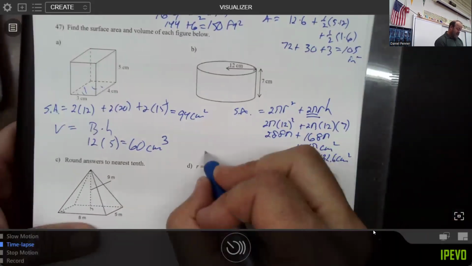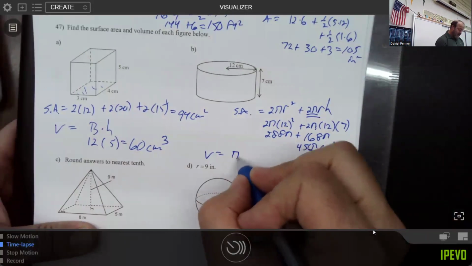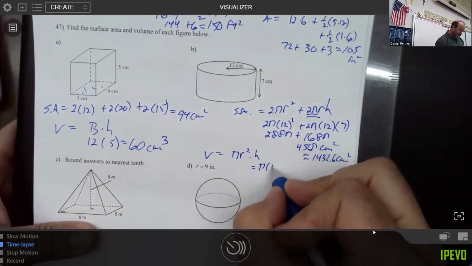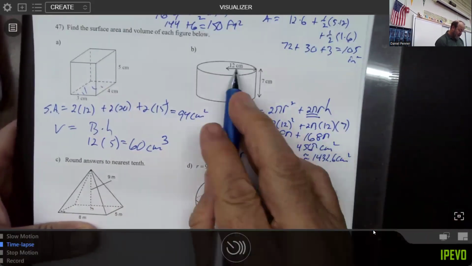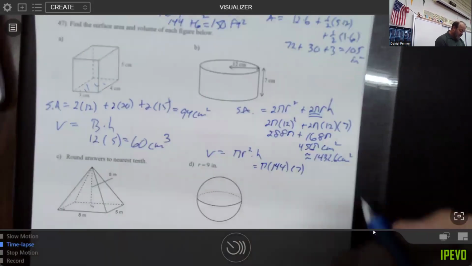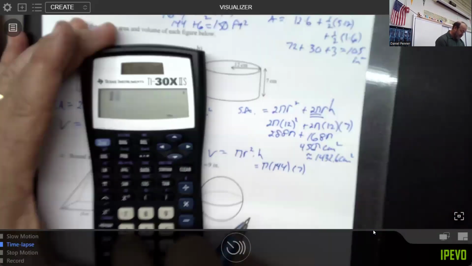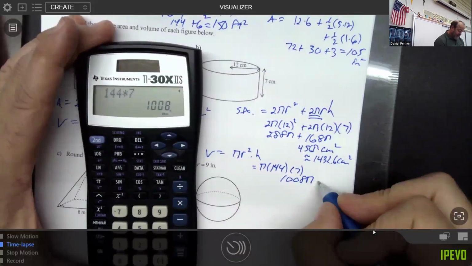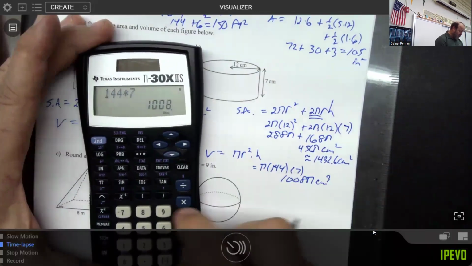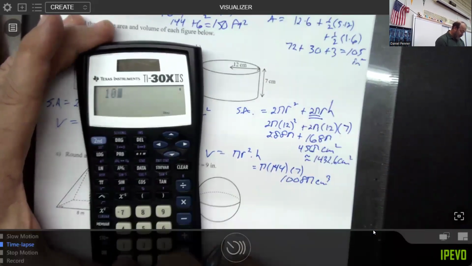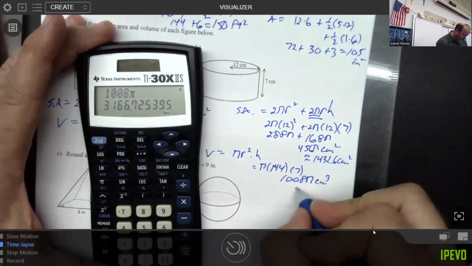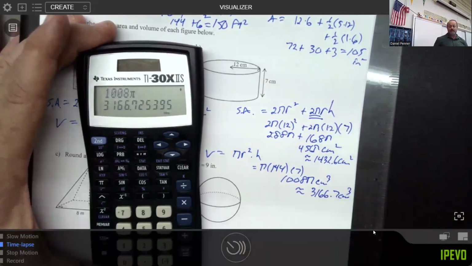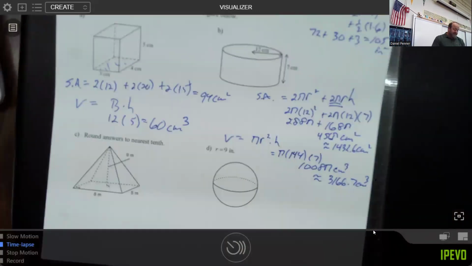And of course, the volume is just the area of the base, which is pi r squared, times the height. So that would be pi times 144, because the radius squared, times 7. So 144 times 7, we're talking 1,008 pi centimeters cubed, or of course, if we wanted to, 1,008 pi, we could say that's about 3,166.7 centimeters cubed.